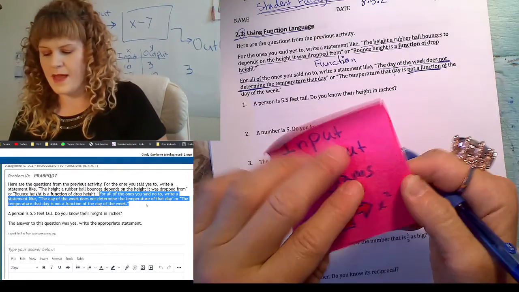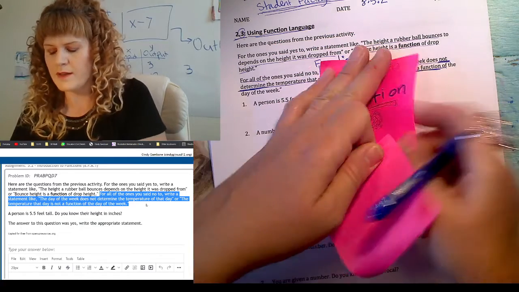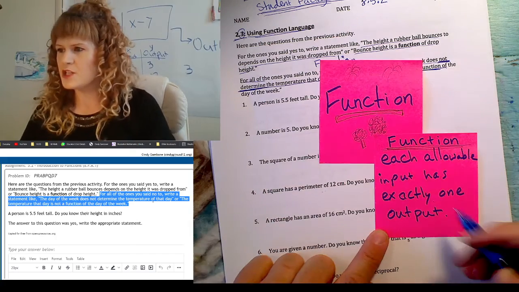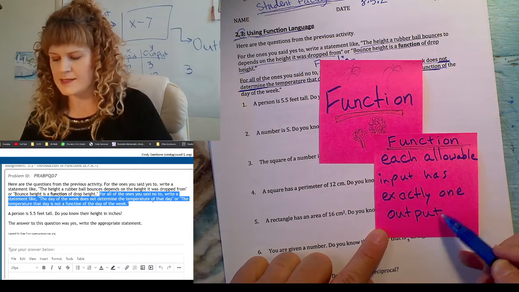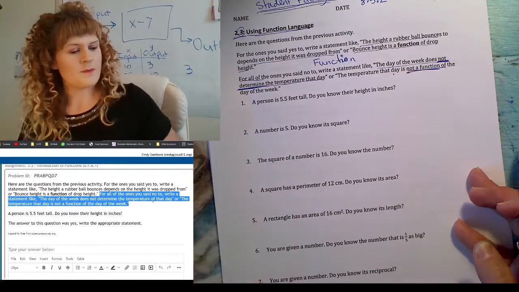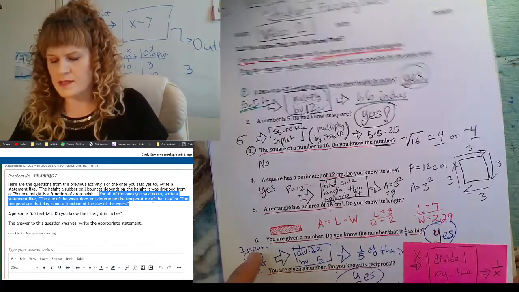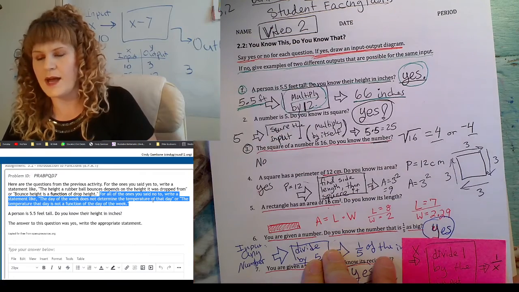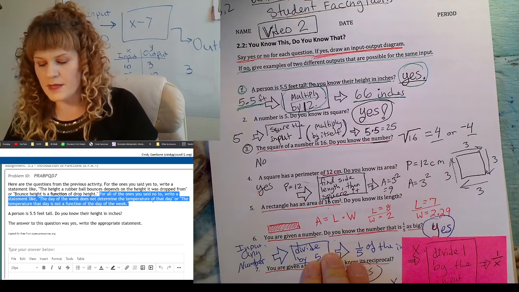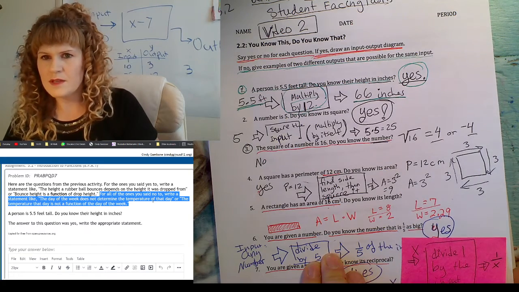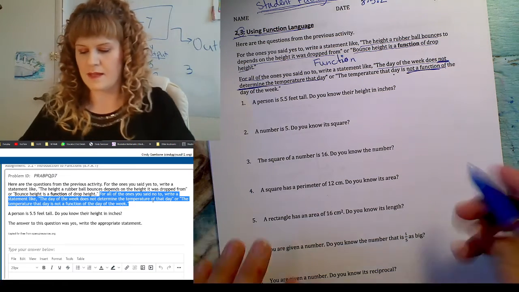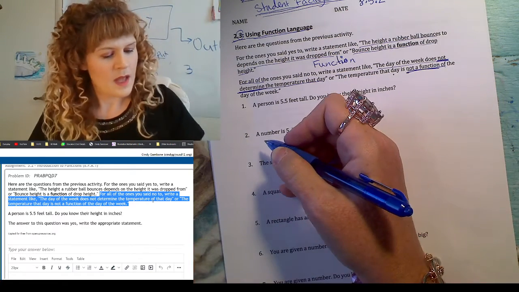Please remember that we are learning what a function is. And for a function, each allowable input has exactly one output. In the previous activity, we answered if it has only one output or not. If it has only one possible output, then it is a function of that. It depends on that. Let's learn.